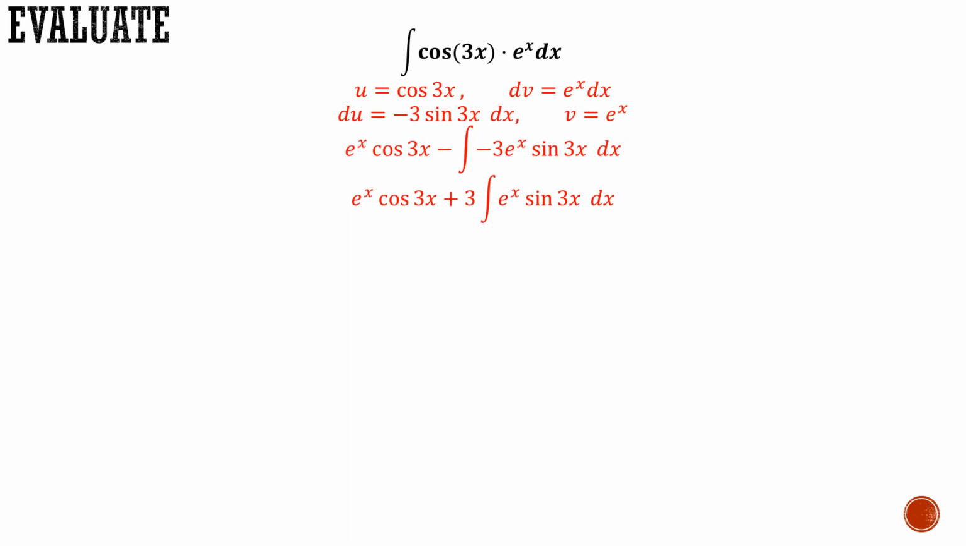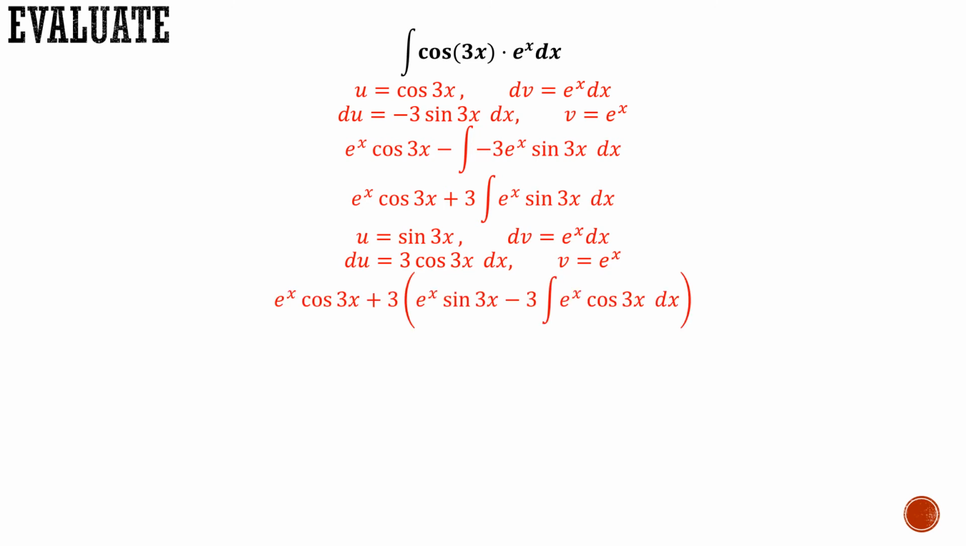Now looking at this integral, again, it's still an integral that I cannot compute, so I'm going to have to do my formula all over again. So I'm going to let u be sine 3x, dv is going to be e to the x dx, and so du is 3 cosine 3x dx, and v is e to the x. Now plugging that into my formula again, just for the integral part, I'm going to leave everything else alone.